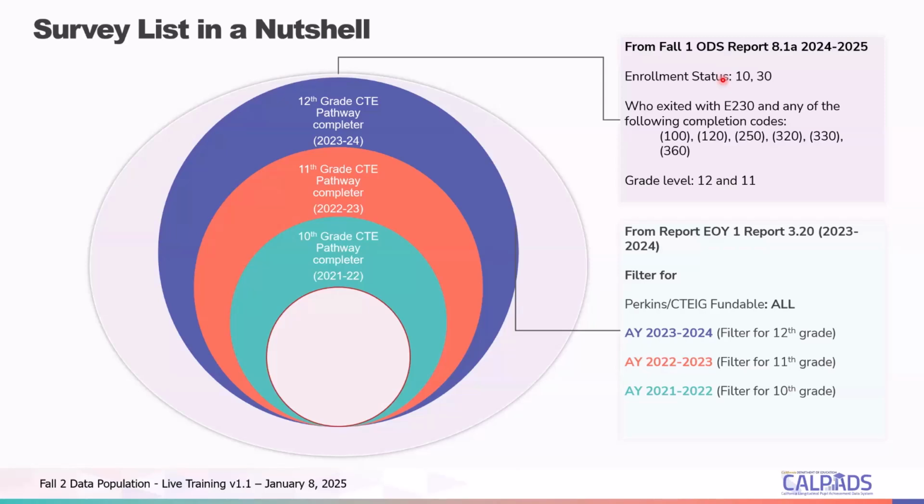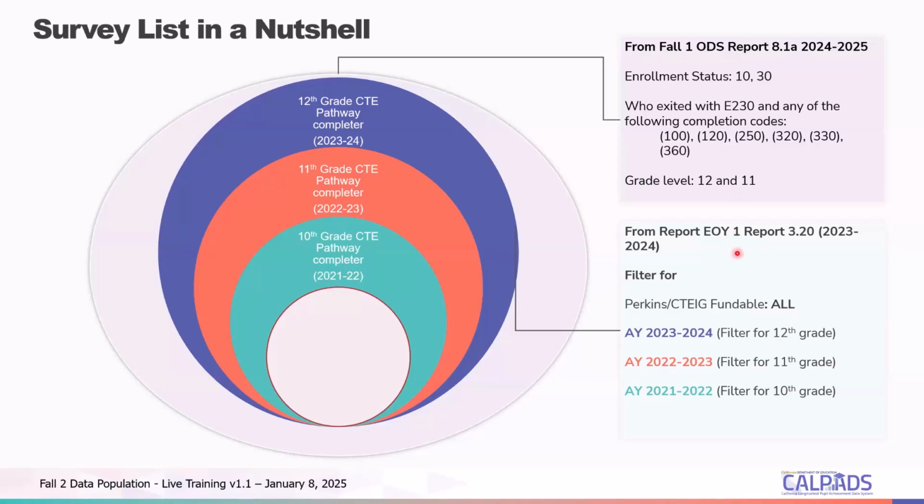Now, to filter it further, you have to run report 3.20 multiple times. So you have to run report 3.20 for academic year 23-24, filter for grade level 12, and filter for the Perkins CTEG funding as all to determine that list of students. Then you cross reference it to your completers list.